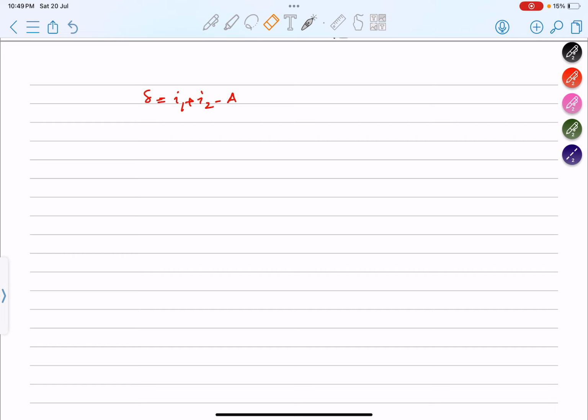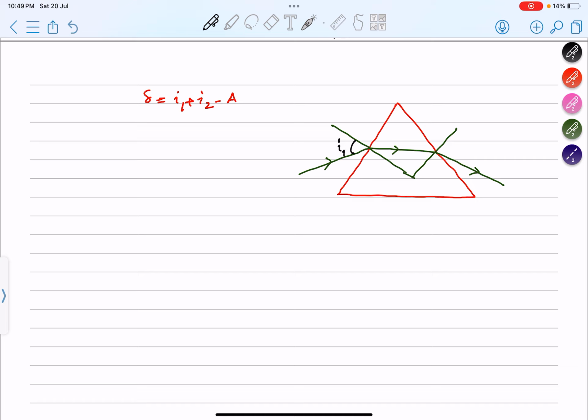Okay, so let me draw the diagram. Suppose this is a prism, this is the incident ray, the first refraction happening like this, and then the emergent ray. So this is the second refraction. If we draw the normal here and here, I1 is the angle of incidence, this is R1, this is R2, and this is the emergent ray, for which I have taken the angle to be I2. And this is the angle of prism, which is A.